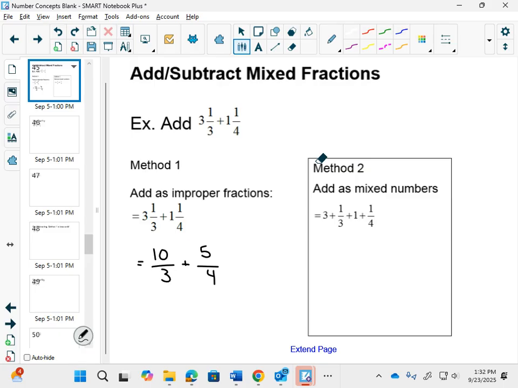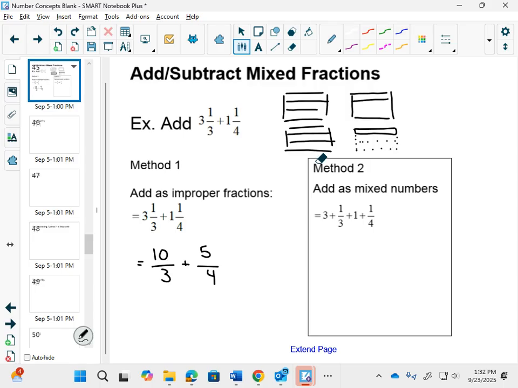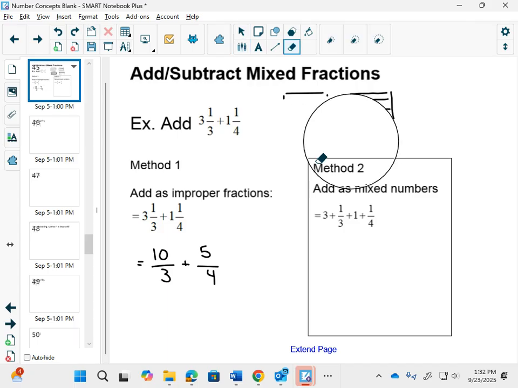If we wanted to visualize this, this is like having 3 and 1/3 of a chocolate bar. And if each of those chocolate bars was also split into thirds, each chocolate bar would have 3 pieces. 3 times 3 is 9, plus the 1 extra piece gives you 10 pieces in total. So we get that idea and review that idea as well.